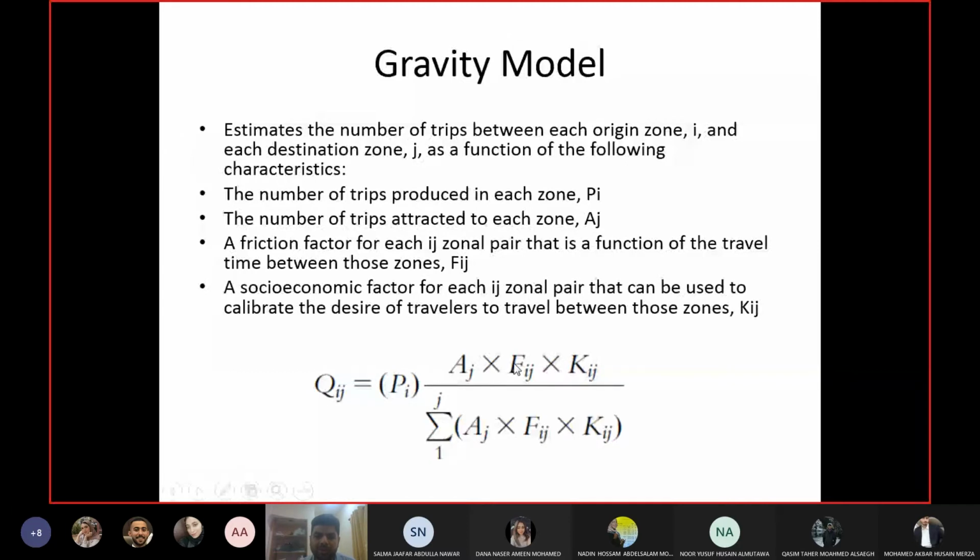Then you have Fij, which is the friction factor, and Kij, which is a socio-economic calibration factor. This is the numerator, and for the denominator you take all the trips attracted times the friction factor and the calibration factor, and you do the summation for all the zones. So you calculate these factors for all the zones, do the summation, and then you calculate the Qij. Qij is the number of trips which are going from zone i to zone j.